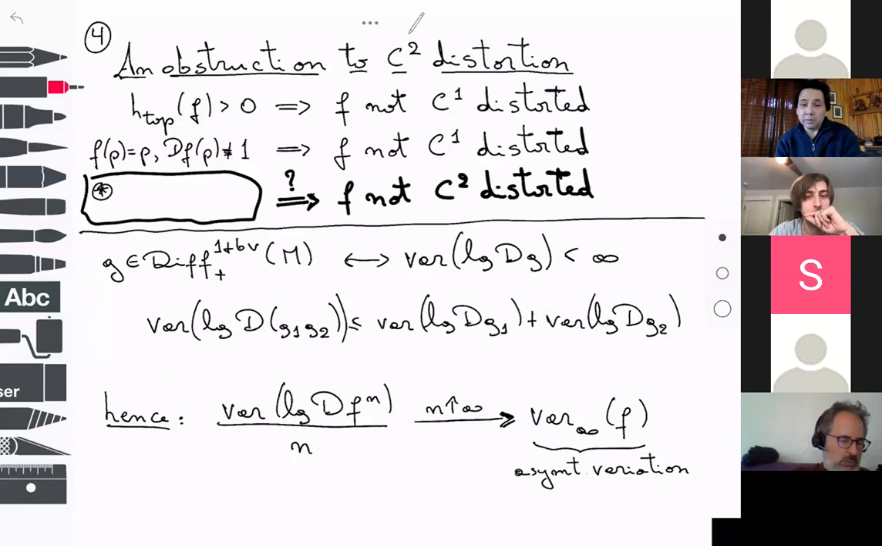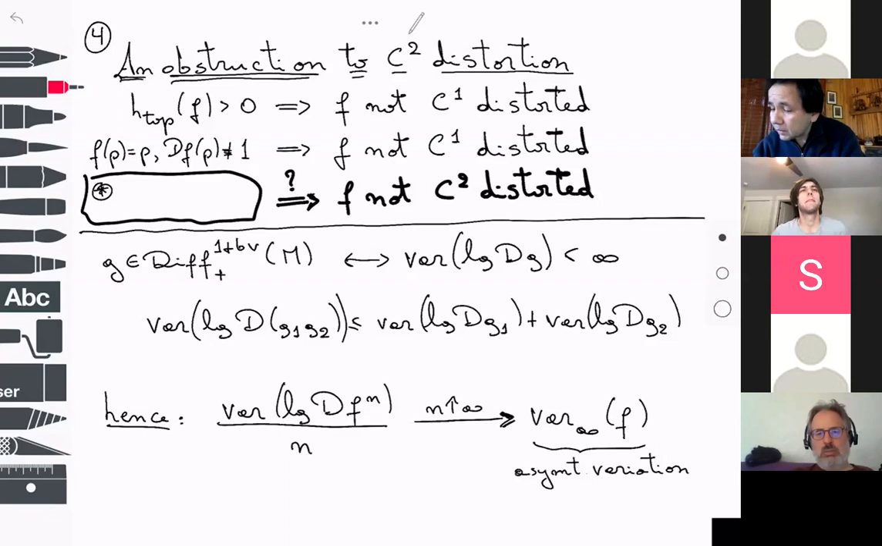Okay, so the most interesting part, I think, this is the new part, is to give an obstruction to C2 distortion. Because in class C1 we have this obstruction about the fixed point that cannot be hyperbolic, the same for the periodic points. And this more general obstruction related to topological entropy, it has to be zero. But what about C2 distortion? So you want to produce something that is C1 distorted, but not C2 distorted. And the idea is to try to produce something similar, but for the class C2, okay?